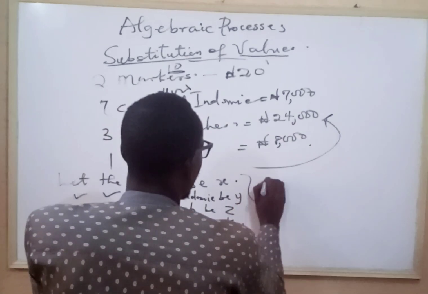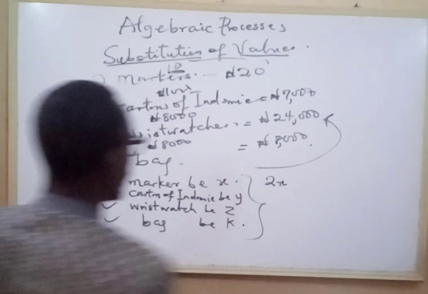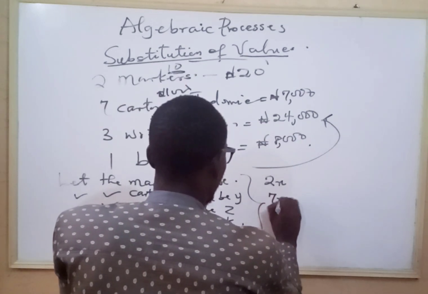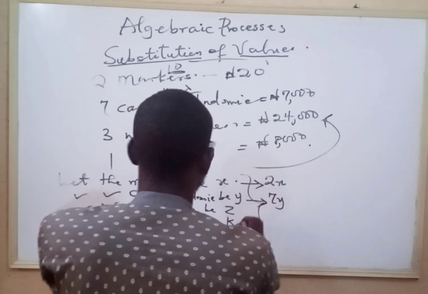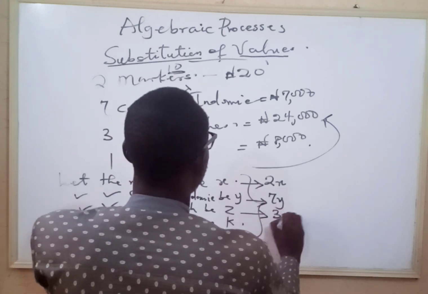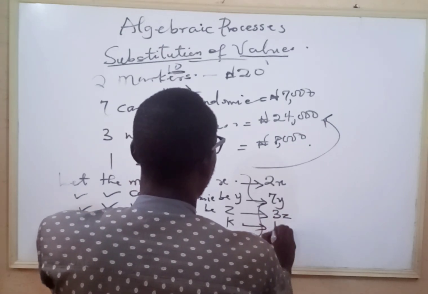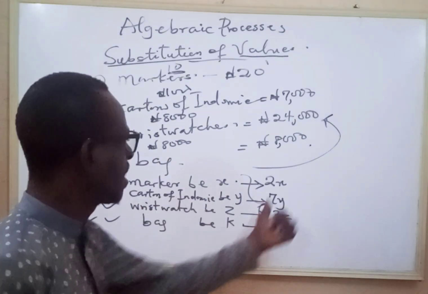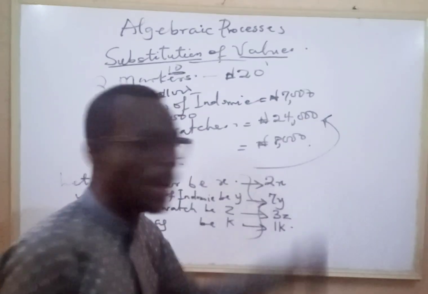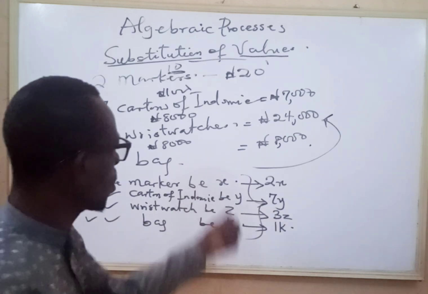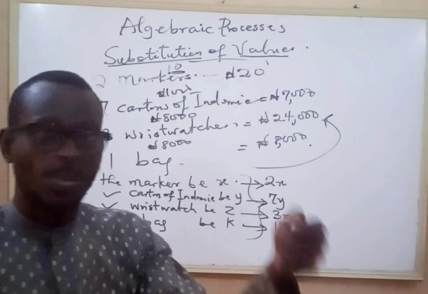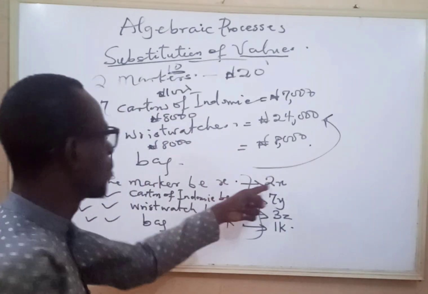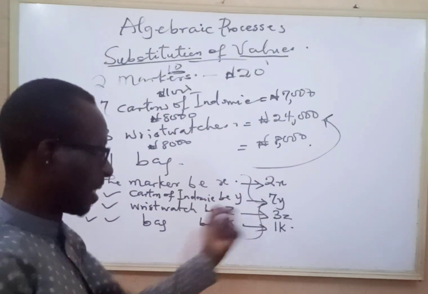We have a 2s. How many cartons? 7y. 3z. 1k. 1k is the same thing as k. We can see that this has led to term. The multiplication of a term with a constant being a number is still a term, or with a variable is a term. So 2 times s is 2s, which is a term.